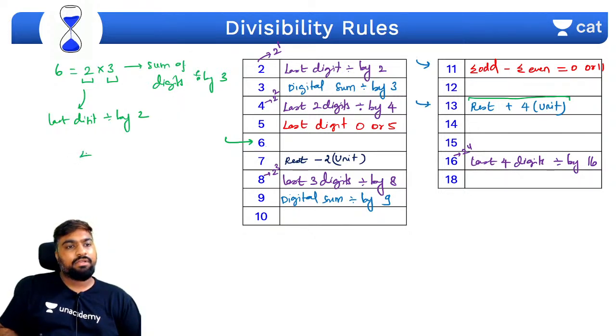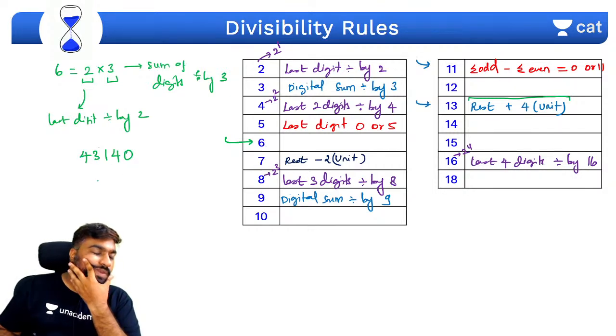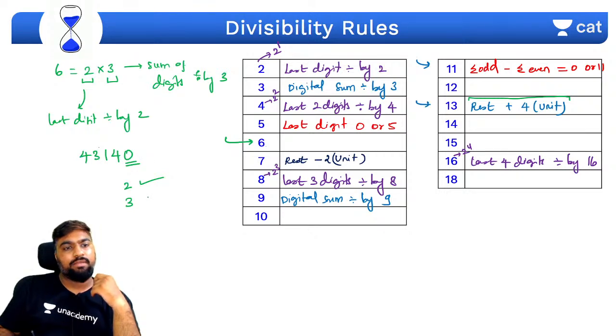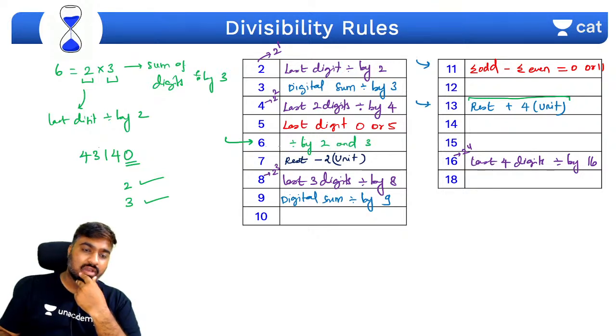Yes, for example, 43... here, look at this. Is this number divisible by 6? Yes, it is. Why? Last number is divisible by 2. Check. Is the number divisible by 3? 4 plus 3, 7. 8. 8 plus 4, 12. 12 plus 0, 12. 12 is divisible by 3. Yes. So it is divisible by 6 also. Right? Divisible by 2 and 3. Not or. It should be divisible by 2 also and 3 also.